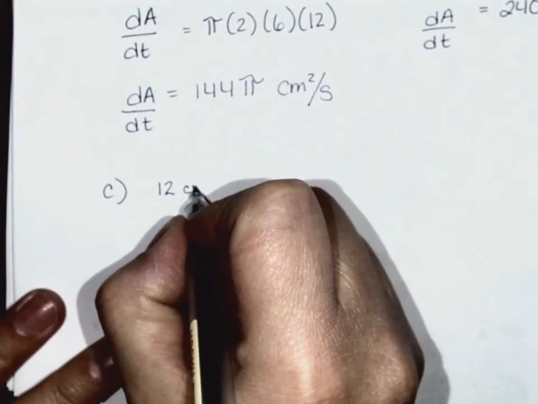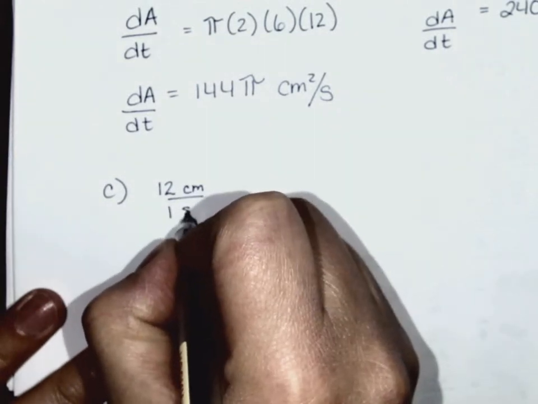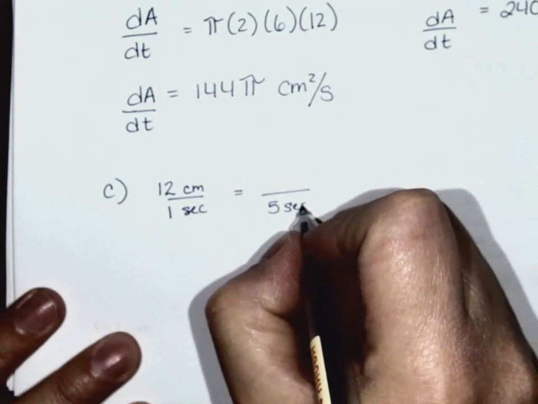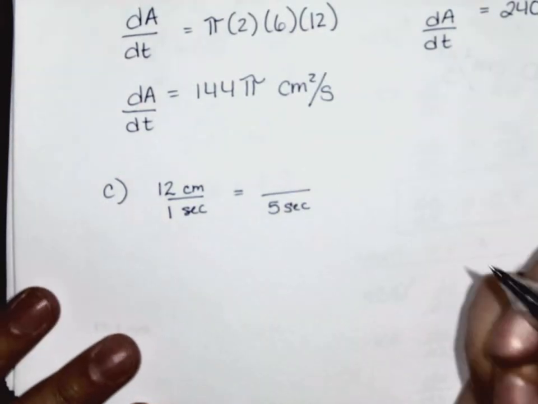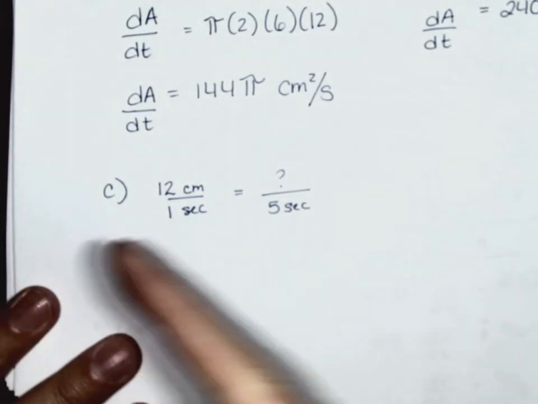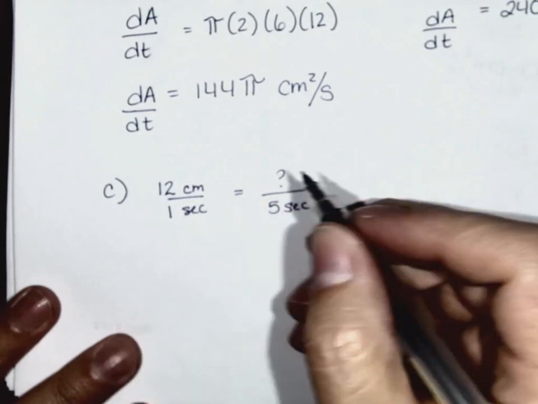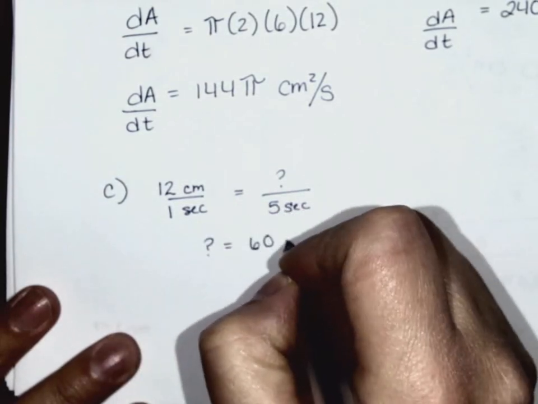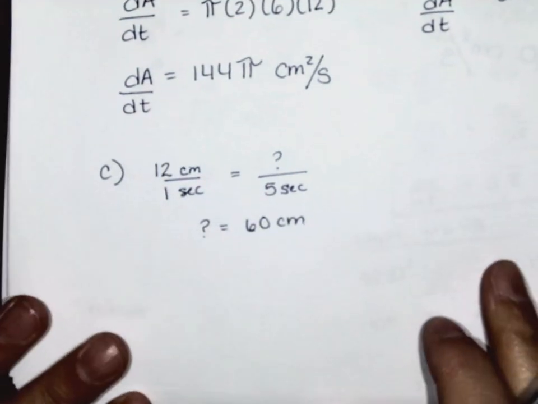So we have 12 centimeters for every second, and we want to know where it is after 5 seconds. Right, an easy little kid problem. So we know that that is 60 centimeters.